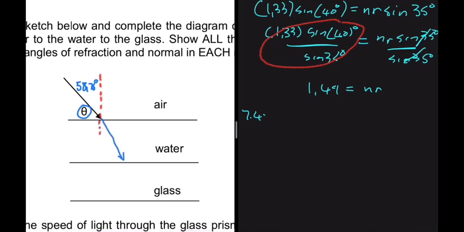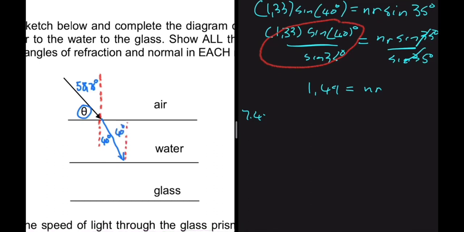Now we can construct our angle of refraction. The angle of refraction is given to us as 40 degrees. But then this angle of refraction from air to water will be our angle of incidence from water to glass. So if we construct a normal here, we should have an angle of 40 degrees from water to glass.